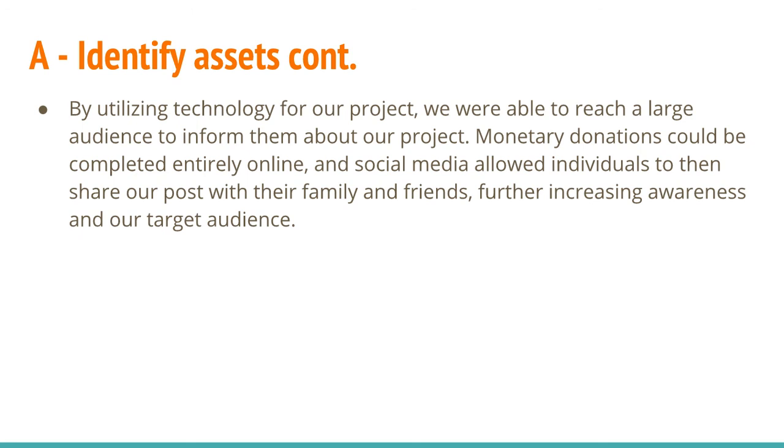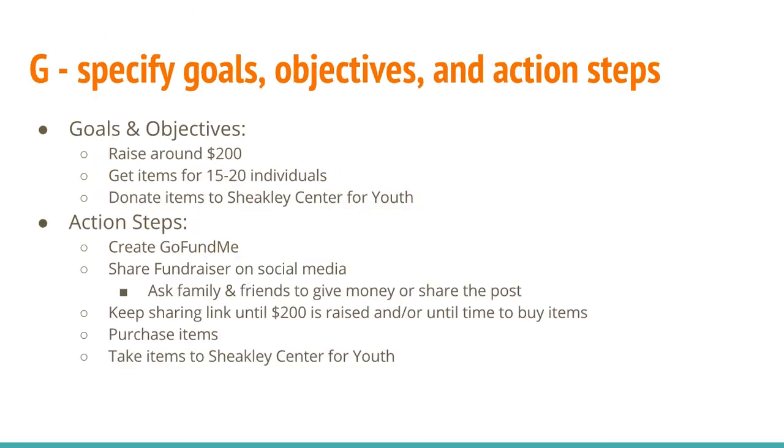So our population and audience was just expanding further, increasing awareness, and also enabling us to have a larger audience for collecting donations. And the G is to specify goals, objectives, and action steps. So our goals and objectives, our initial goal was to raise around $200, and we came up with this number because it would allow us to provide items for about 15 to 20 individuals, and then we would donate these items to the Sheakley Center for Youth.